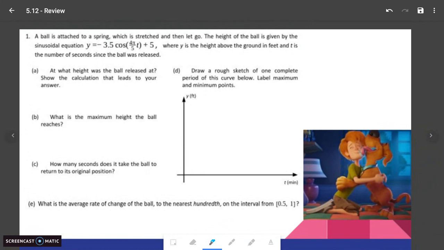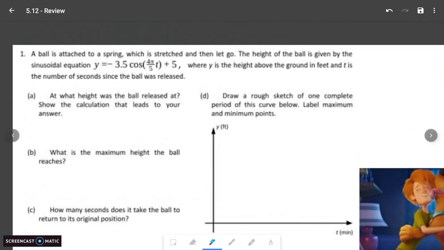So what's happening, with the ball being on a spring, is that we're going to push that spring down and the ball is going to shoot up. So I know that my starting point is low because in front of the amplitude, we see a negative sign. That means it's going to go low first, right? So we have this negative 3.5. But that by itself can't make sense.